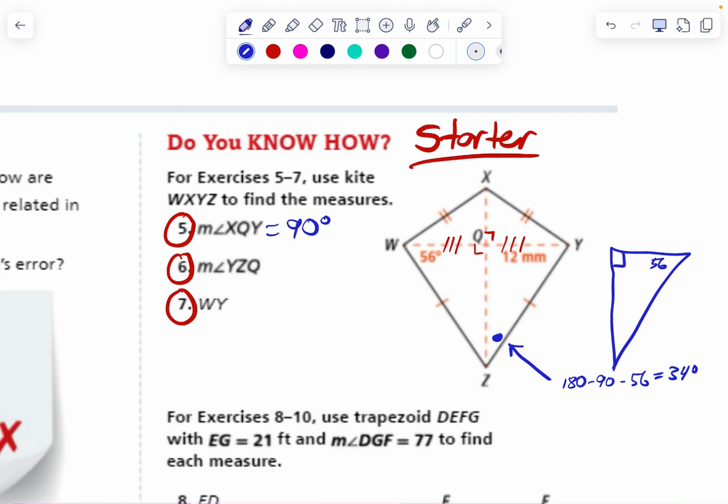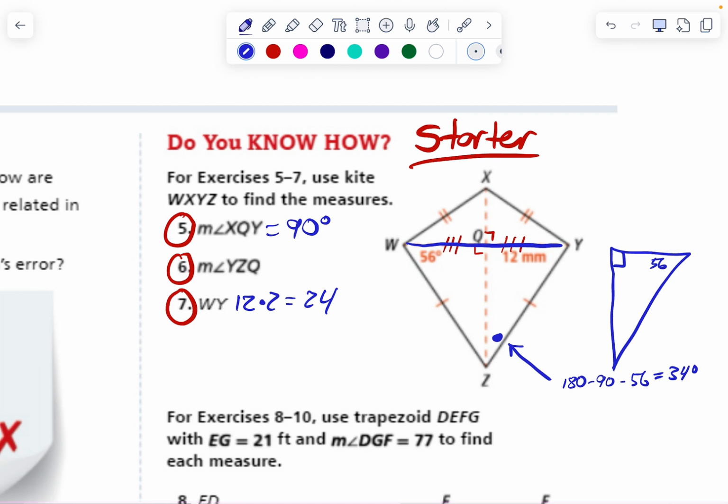And then WY, so the whole length of that diagonal. Well, it shows us that one side, YQ, is 12. So what can we do with the 12? Yep, just copy and paste it so we can just double that and get 24. Okay, so kind of a light problem for a starter today just to get us back thinking about kites a little bit.